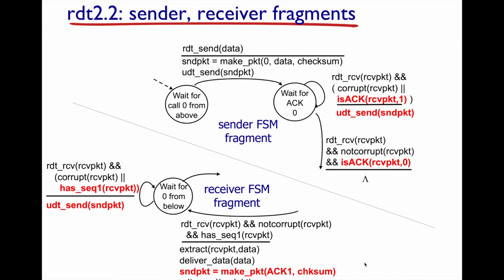The other thing that can happen to cause this transition out of wait for 0 from below: you get the RDT receive, it's not corrupt, and it has sequence number 0. That's going to cause you to transition along this edge to that other state that's not depicted, wait for 1 from below. Does that make sense? Any questions about this? Okay, so that's where we left off.